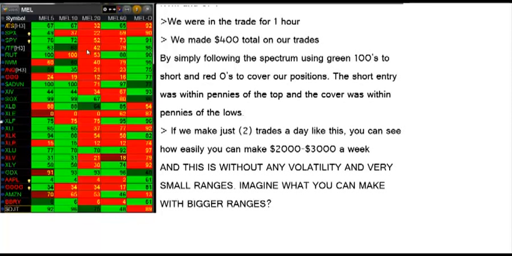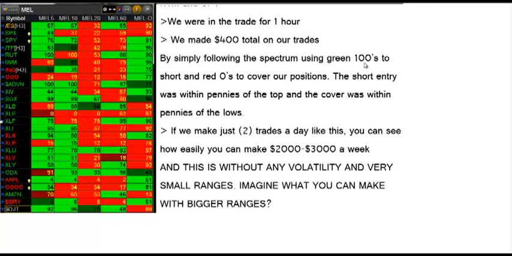All we were doing was simply following this color-coded MEL spectrum. And when you see a bunch of hundreds going across here, it means the energy is high, but it's running out of steam, and you want to be looking on the short side. And when it's at the zero, you want to be looking to cover.